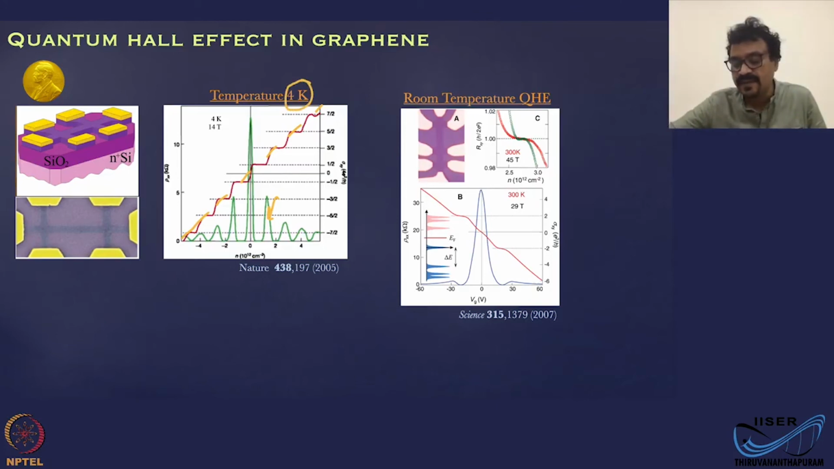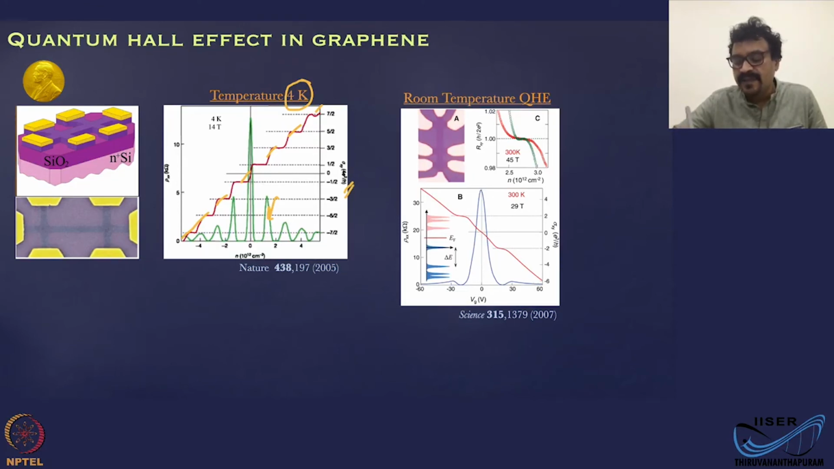Okay. Now, this red colored trace represents the Hall resistance, and that also shows step-like feature and is quantized. If you look carefully, the unit here is 4 e square by h, instead of e square by h.